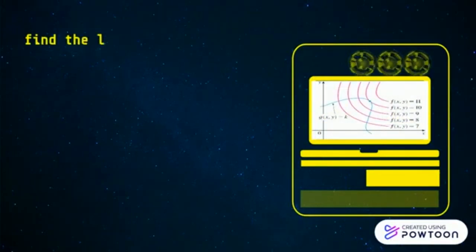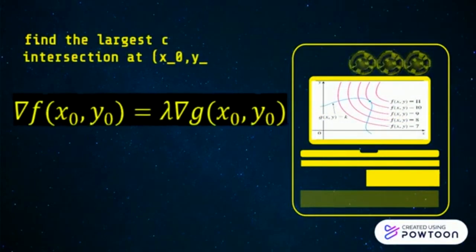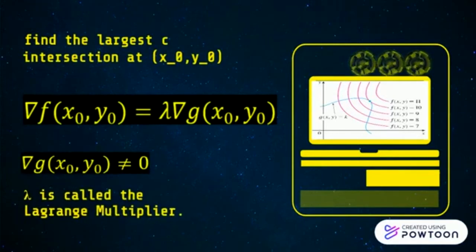We want to find the largest value of c for which the graph f(x,y) equals c intersects with the graph g(x,y) equals k. From the figure, this happens when the graph of f(x,y) touches the graph g(x,y) at the point (x0, y0). In this case, this will maximize f(x,y) subject to the constraint g(x,y) equals k. Both graphs touching each other will have a common tangent line, so the gradient vectors are parallel, and this equation is formed for some scalar lambda, where the gradient of g at (x0, y0) is not equal to 0. The constant lambda is called the Lagrange multiplier.